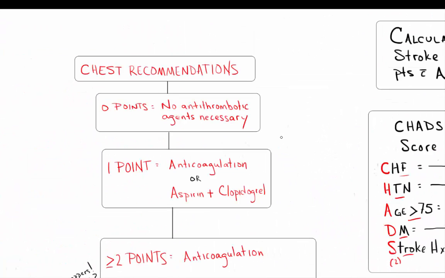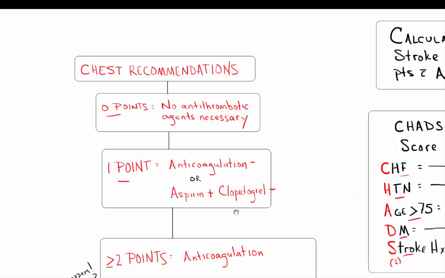Now let's say that you're seeing a 55-year-old male receiving rate control for his Afib. He doesn't have a history of CHF, hypertension, diabetes, or stroke. So according to CHADS-2, he has a score of 0 and is at low risk, which means that he doesn't necessarily need to receive any antithrombotic agents. But what if his age was actually listed incorrectly on the chart and it turns out he was actually 75 years old? In that case, now he has a CHADS-2 of 1, which means he needs either anticoagulation or the combination of aspirin plus Clopidogrel.